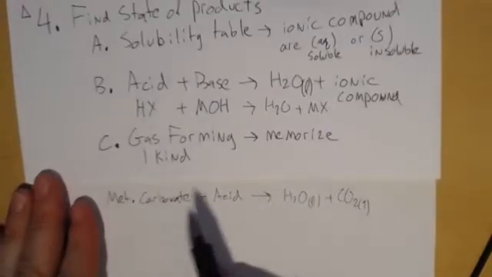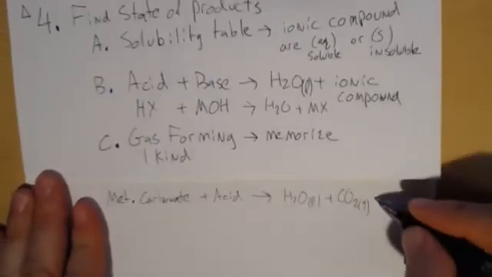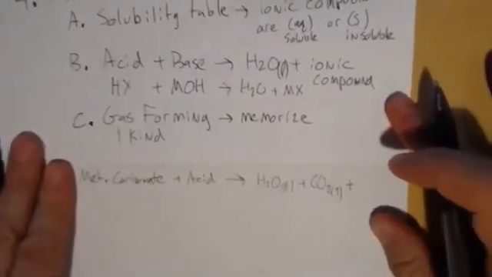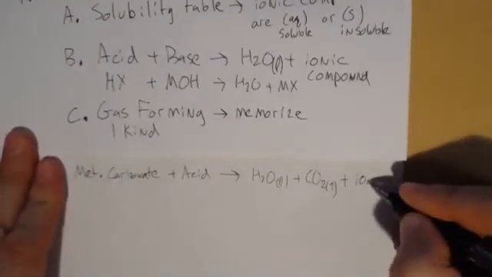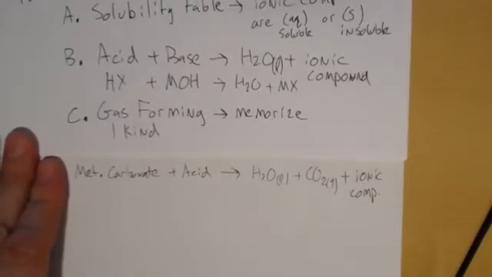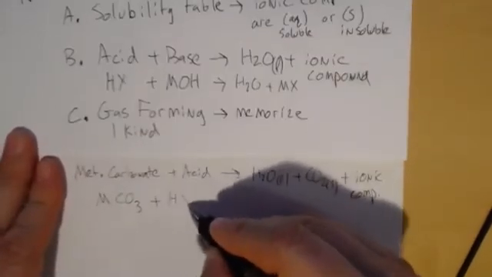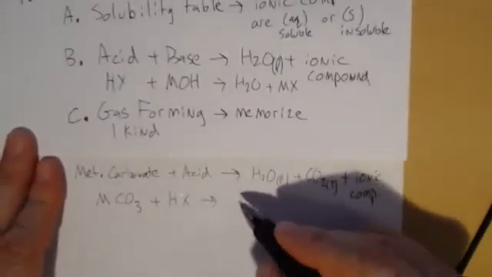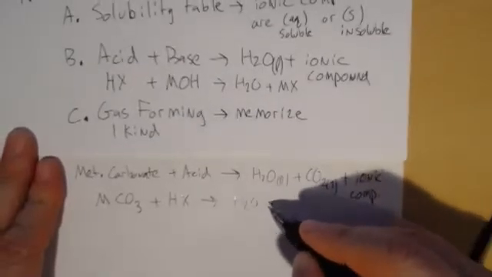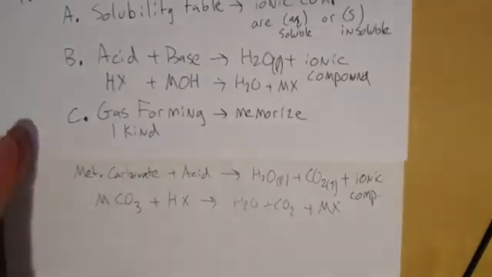But anyways, when a metal carbonate reacts with an acid, we'll get water, carbon dioxide, and an ionic compound. So in a general case, that would be an MCO3 plus an HX would go to water, carbon dioxide, and MX. And so I'll do one of those.